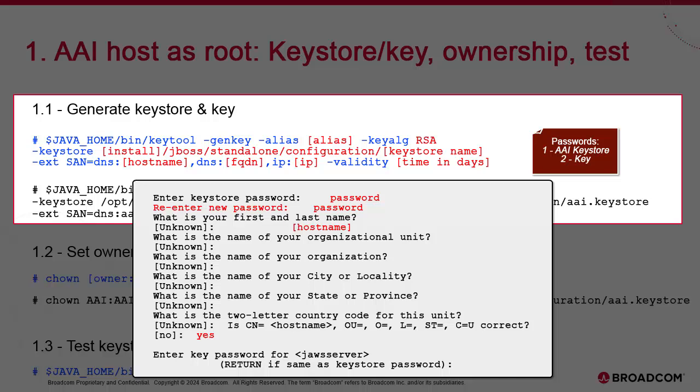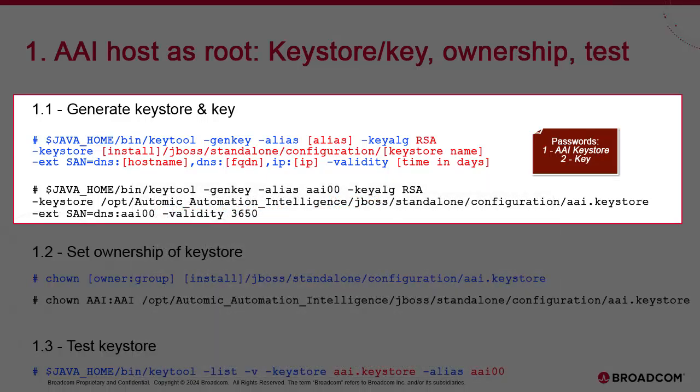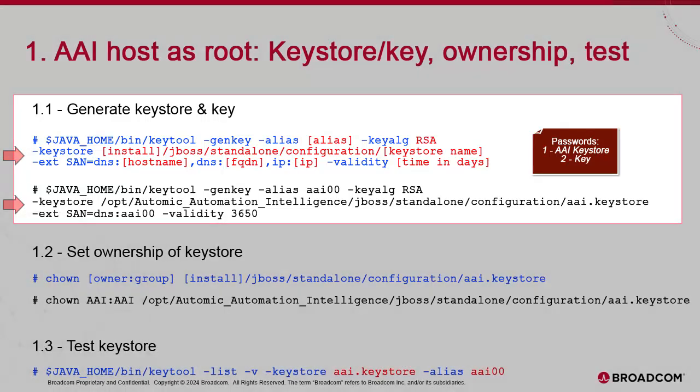We're also asked to provide the CN, which should be the AAI host DNS name. The other fields are not required, although you're welcome to provide data. Finally, we enter a password for the key, and the elements are generated and packaged in a key store with a file name you indicated. We have provided both the command templates and the arguments in red, and a command sample using our environment's names. The key store should be stored under the install directory in /jboss/standalone/configuration and can be named anything you want.